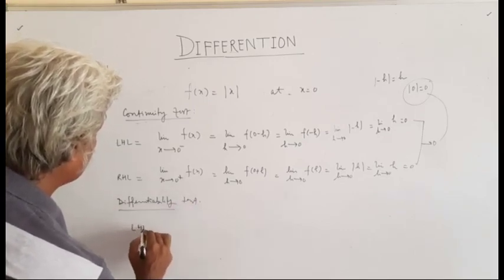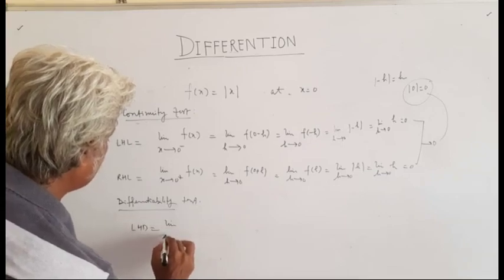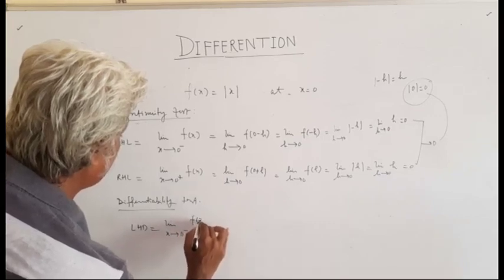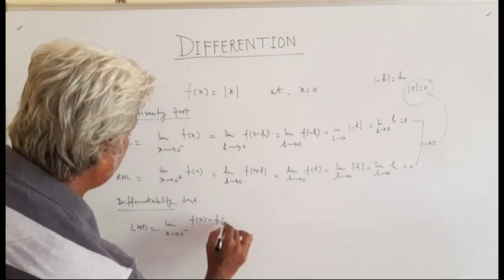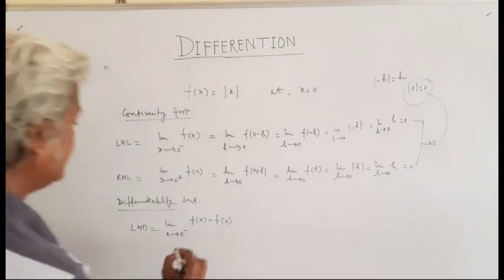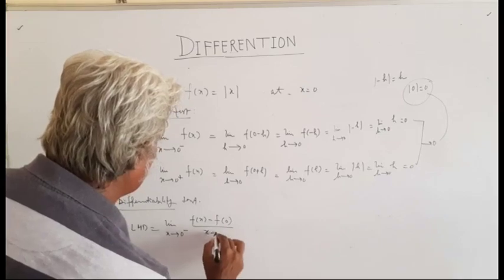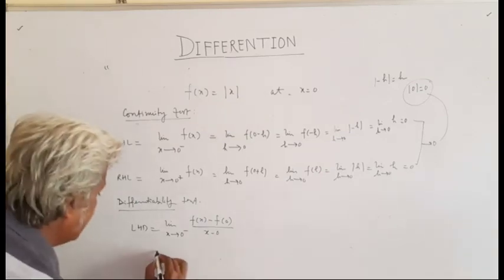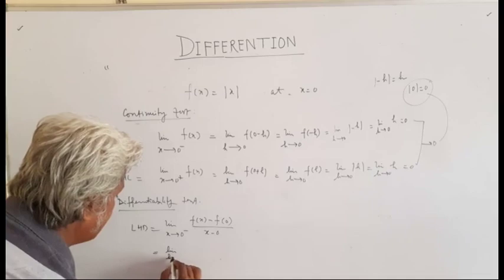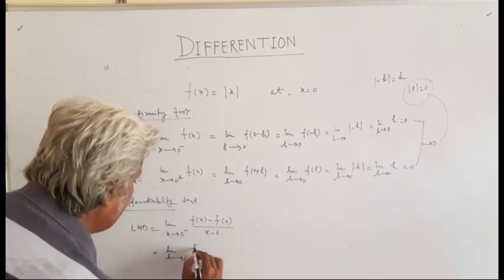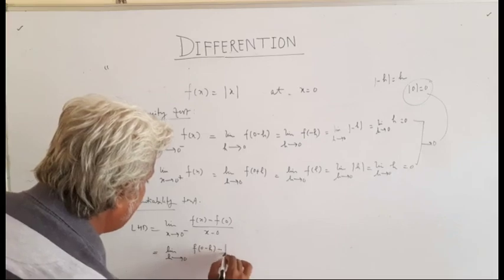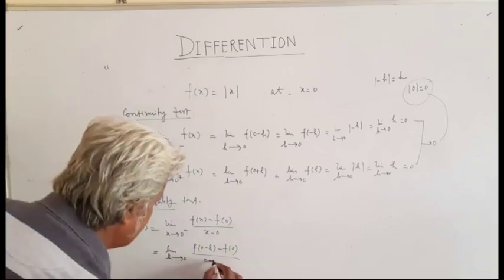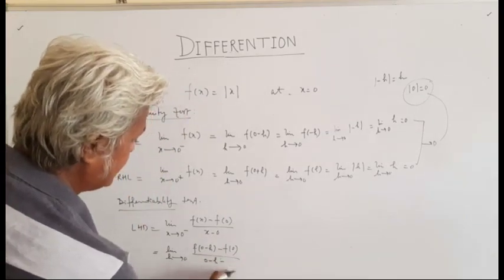So LHD, this is limit x tends to 0 minus of f(x) minus f(0), because my c is 0, upon x minus 0. So here if I change the limit as limit h tends to 0, then this becomes limit h tends to 0 of f(0 minus h) minus f(0) over, at the place of x you write 0 minus h, so this is 0 minus h minus 0. Do you see it nicely?